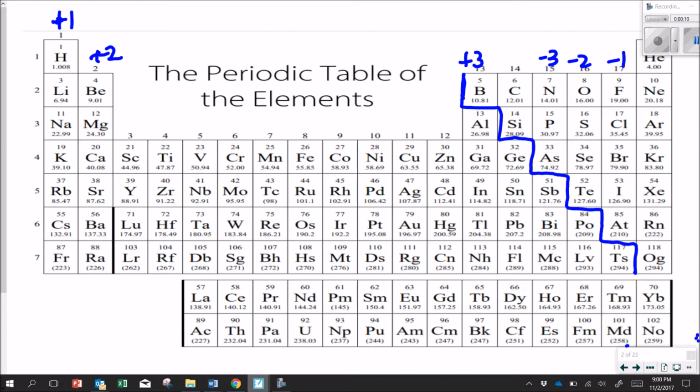This is a short video to recap the charges or oxidation numbers of elements on the periodic table. Remember the location of metals and non-metals on the periodic table. Metals are to the left of that blue staircase line, and non-metals are to the right.